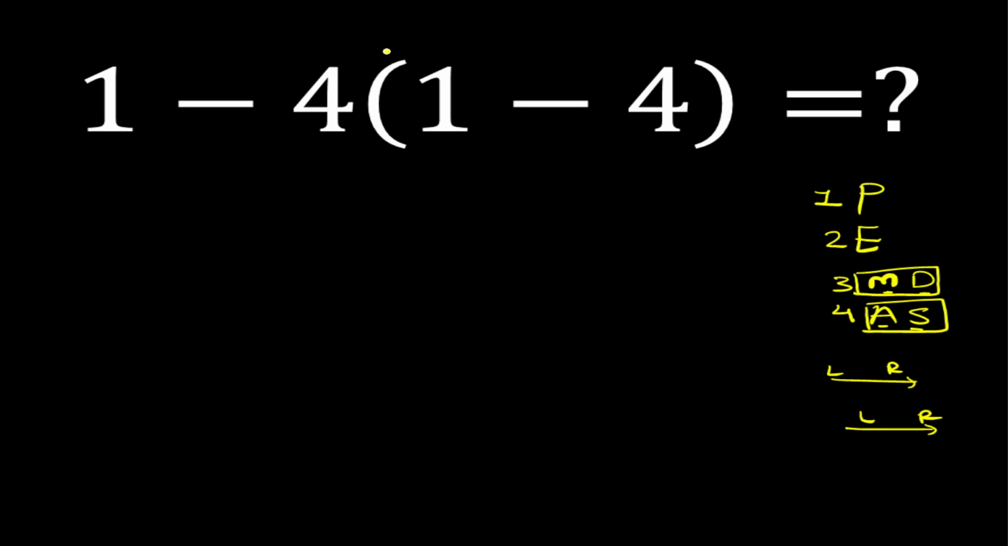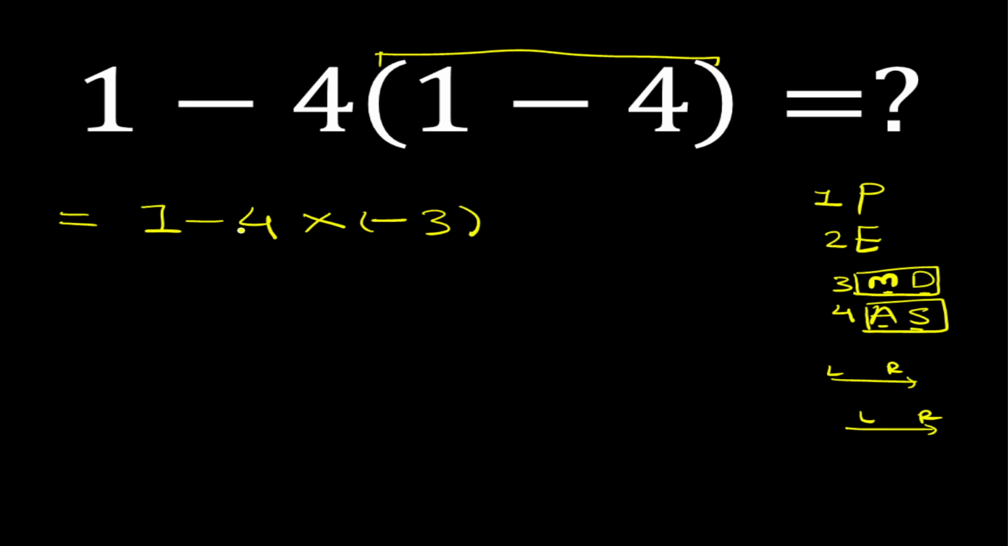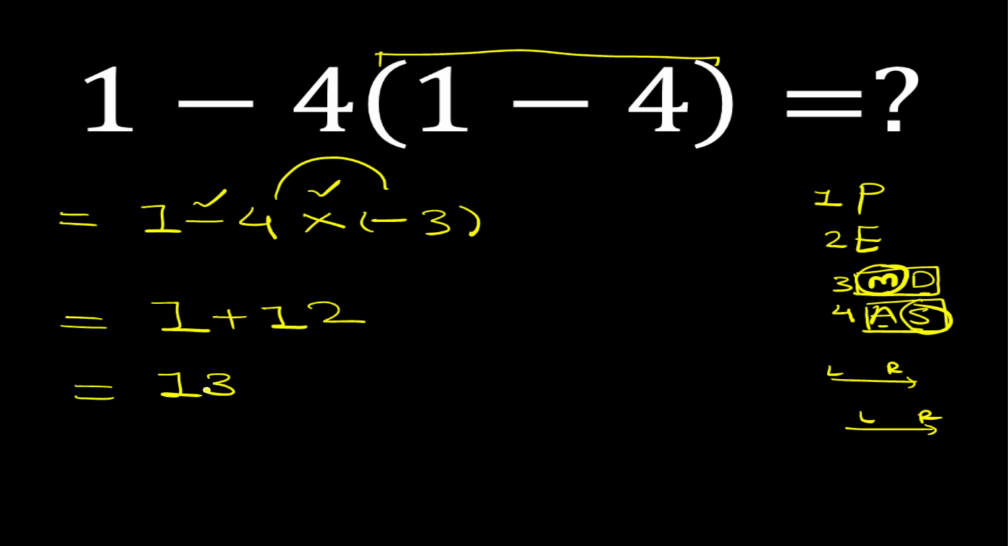So now in this question, first we have to solve this parenthesis. So is equal to 1 minus 4. Now solve this parenthesis. 1 minus 4 is equal to minus 3. Multiply minus 3, right? Now here we have subtraction and here we have multiplication. So according to PEMDAS rule, first we have to solve multiplication, then we have to solve subtraction. So minus 4 multiply minus 3 is equal to plus 12. So 1 plus 12. Right, so 1 plus 12 is equal to 13. So the correct answer is 13.